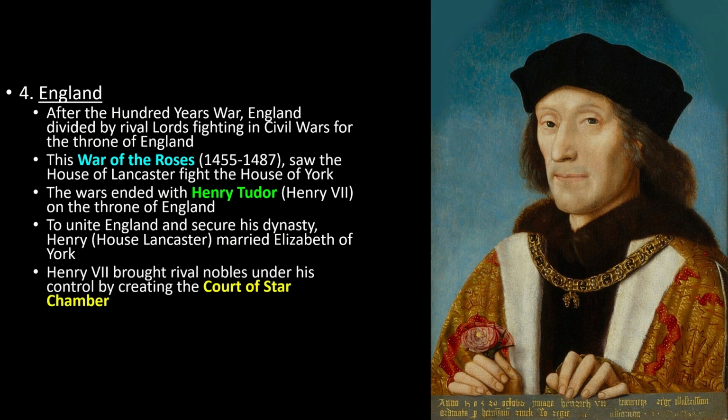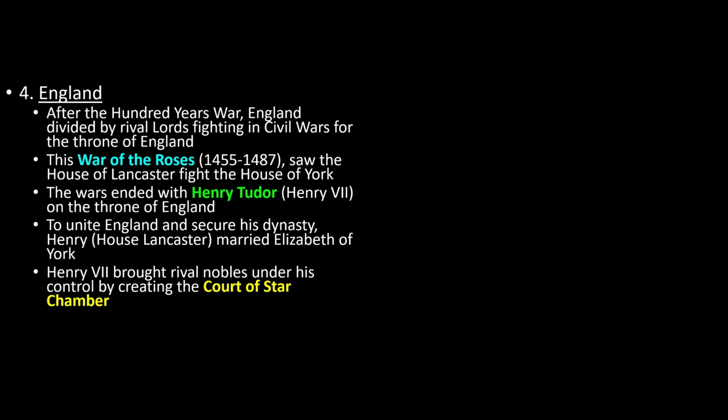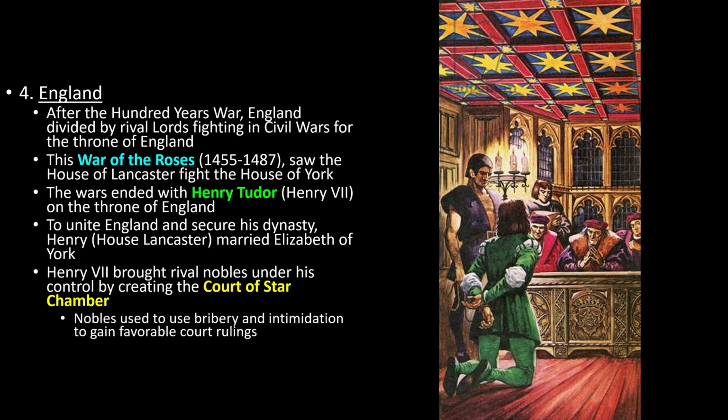Now, another way that Henry centralized power is he brought rival nobles under his control by creating this thing called the Court of Star Chamber, or the Star Chamber. So here's the deal. Remember how I told you that nobles in all different parts of the land control their own laws, their own lands, their own taxes? Well, guess what else they control? The courts. So one of the things that English nobles with lots of money used to do, when they went to court and were accused of doing something bad, was bribe the court and judges, or intimidate the court and judges into getting a ruling that they liked.